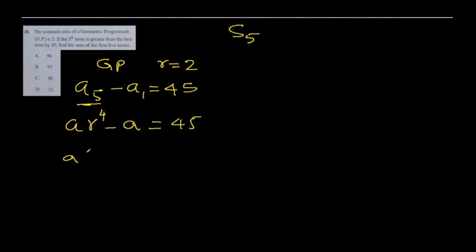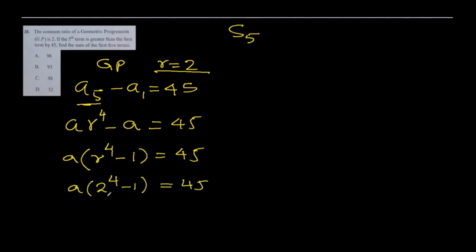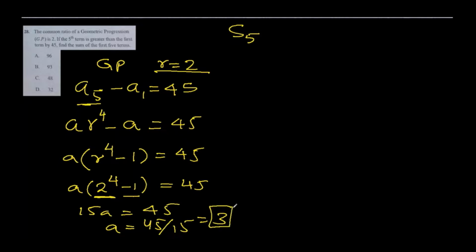Let's take A common from here. Here we are left with R^4 minus 1 equal to 45. R value is given as 2. So A times 2 to the power 4 minus 1 equals 45. 2 to the power 4 is 16 minus 1, 15A equal to 45. So A comes out to be 45 divided by 15, which is 3. So we know the first term now is 3.